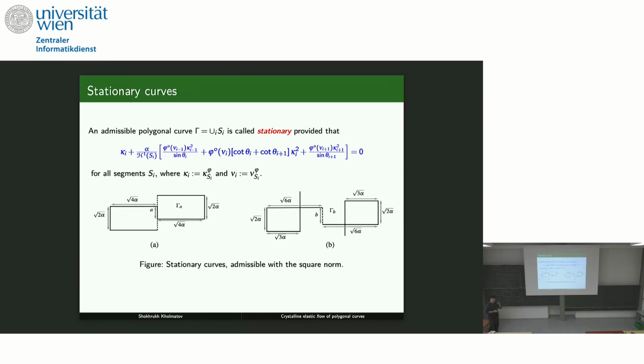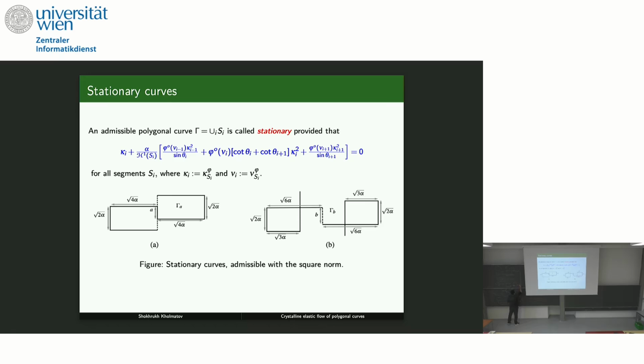In this situation, I would like to follow these arguments as already mentioned. I want to prove that it converges to stationary solutions. And stationarity means the first variation is zero, so for all segments, this quantity should be zero. For instance, in the case of the square norm, so the quadratic norm, the maximum of modulus x1, modulus x2, these two guys are stationary.